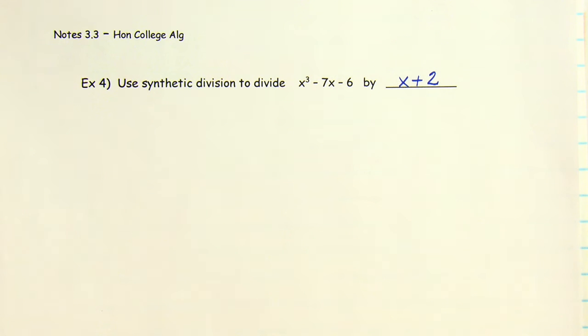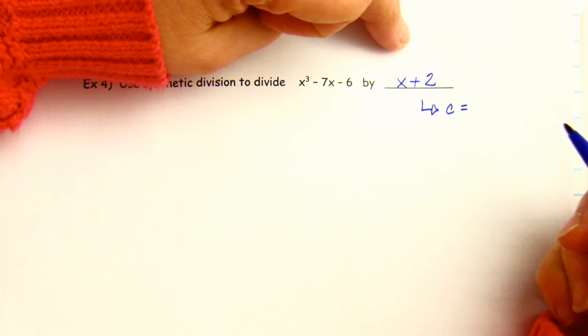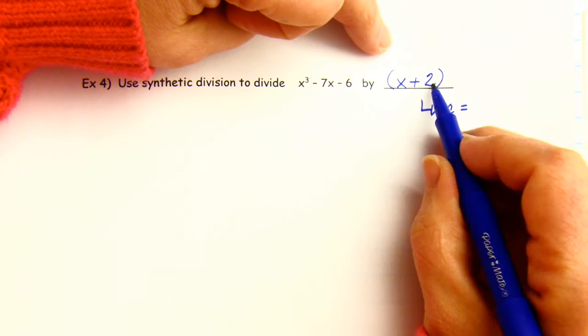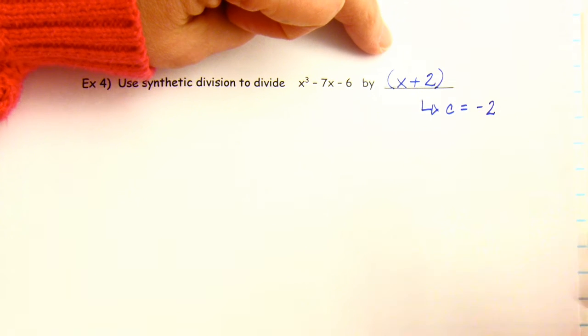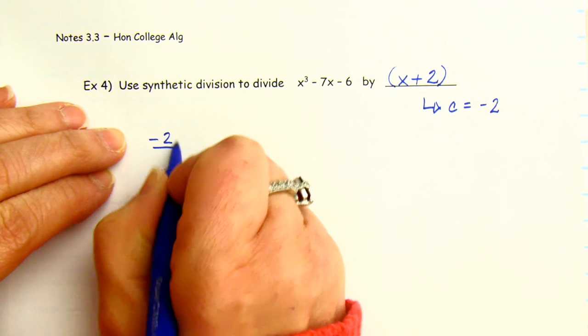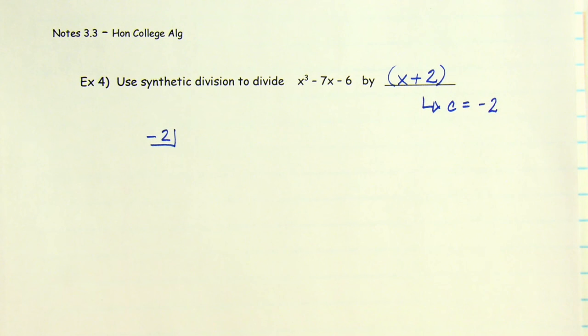All right, remember the first thing is to identify your value of c. My c, look, this is a quantity, right? It's not plus 2, it's minus 2. So c is negative 2. So that goes in the half box. And now I have to check my arrangement. 3, 1, and 0. The arrangement's okay, but I am missing terms.